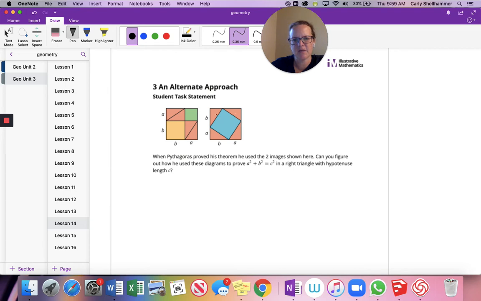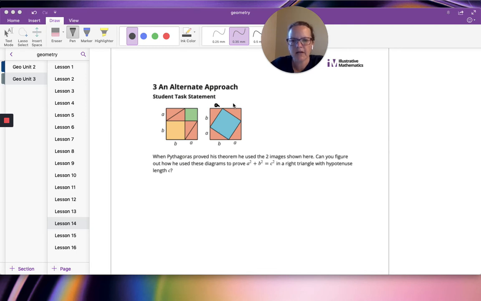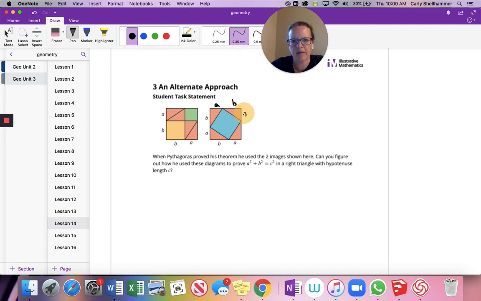Let's look at this one. I have triangles on the outside and a square on the inside. So let's look at these triangles. All these triangles are the same, with legs A and B. And we know the area of a triangle is 1/2 base times height. So I have a triangle with area 1/2 base times height. And we're going to label the length of the hypotenuse as C.